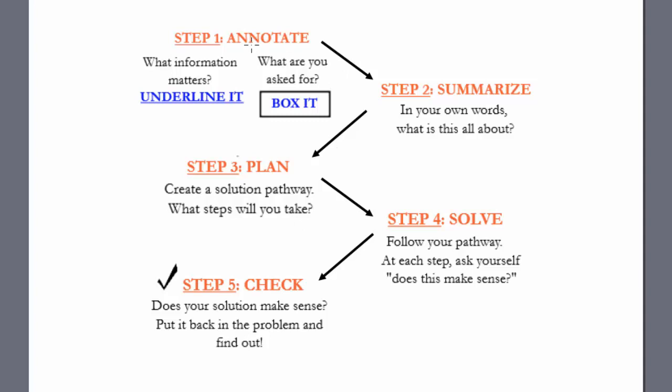The first thing you want to do is annotate. You have been doing this in ELA class. Basically, you read the question, and any information that you think might matter, just draw a line under it to highlight it. Not all information is going to matter. There could be some distractors in the questions, but on the first pass, underline things you think are going to matter. And then whatever you're asked to do, put a box around it or circle it, however you want to do it, just to keep your eye on the prize, what the question is asking you to do.